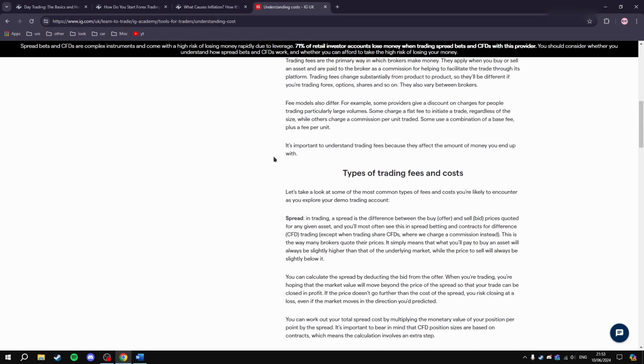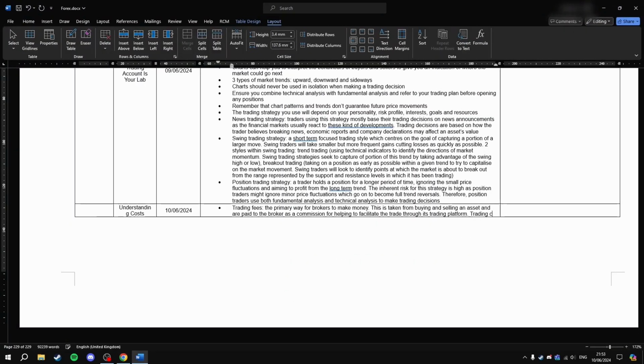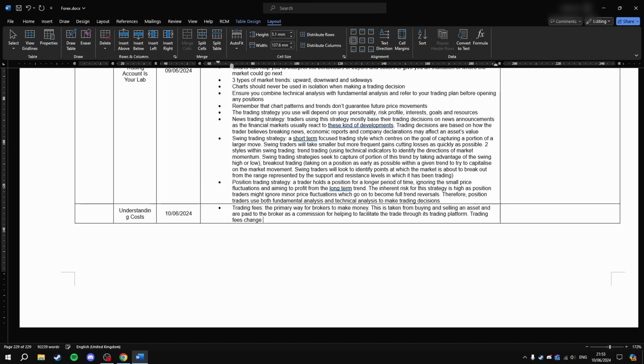Trading fees change substantially from product to product, so they'll be different if you're trading Forex, options, shares, and so on. They also vary between brokers, so trading fees change between the asset being traded and also between different brokers.